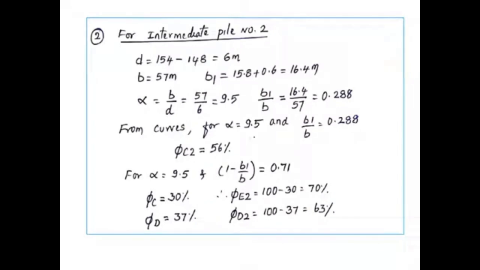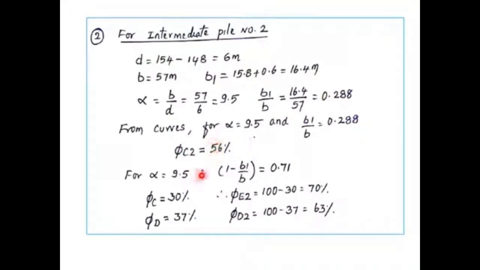Similarly, for the intermediate pile, we have the depth of the pile as 6 meters and the floor length is 57 meters. The pile 2 is at 16.4 meters from the upstream end. So alpha we have to calculate, B1 by B. Now we have to refer to the second set of curves, where alpha is 9.5. For the B1 by B ratio only, you get directly the value of phi C2, at point C2, on the right side of the intermediate pile, which is 56%.